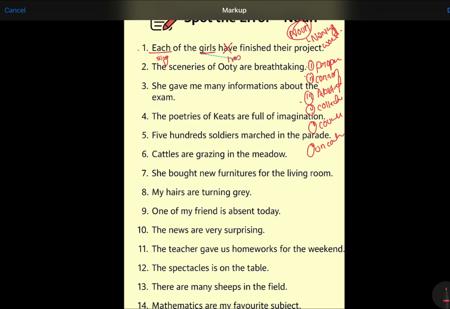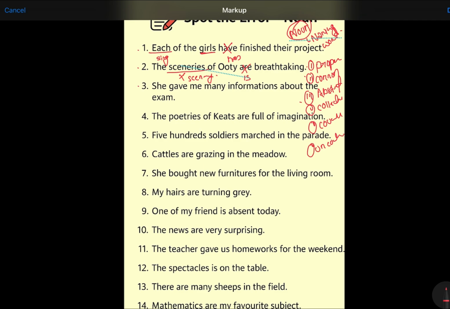And then the second statement says: the sceneries of Ooty are breathtaking, right? See, sceneries नहीं होगा because it is an abstract noun, which you cannot touch. So it cannot be in a plural form, right? So it will be: the scenery of Ooty is breathtaking. Understood? Okay.